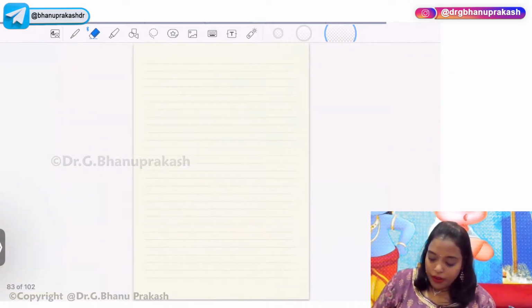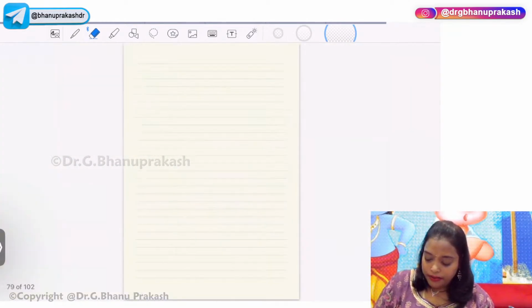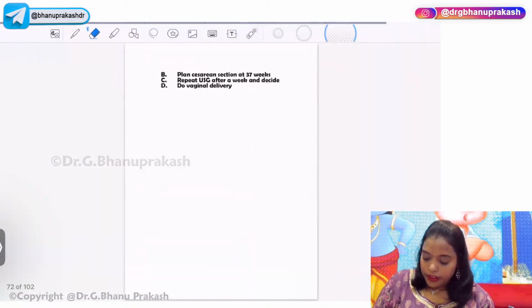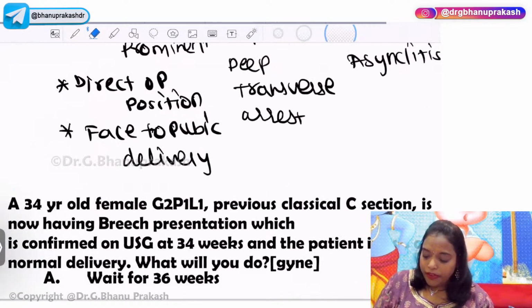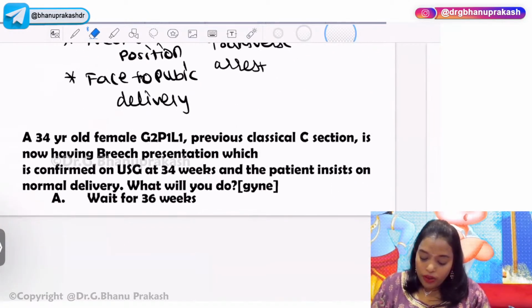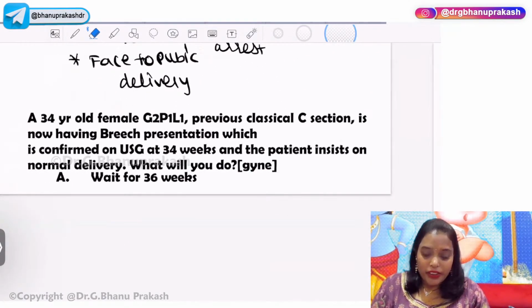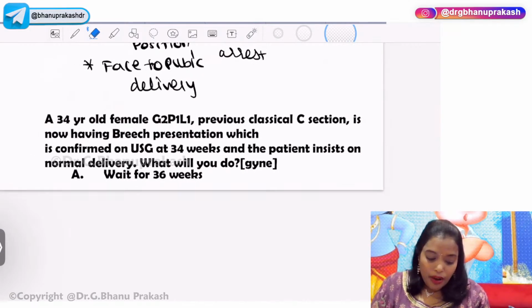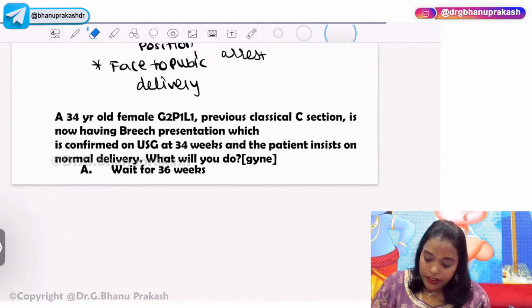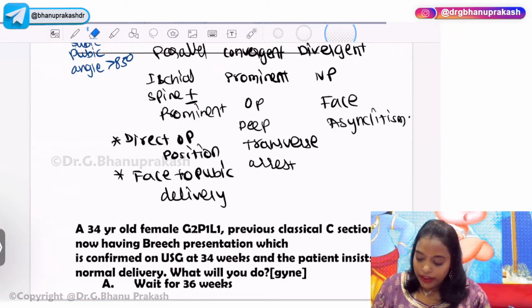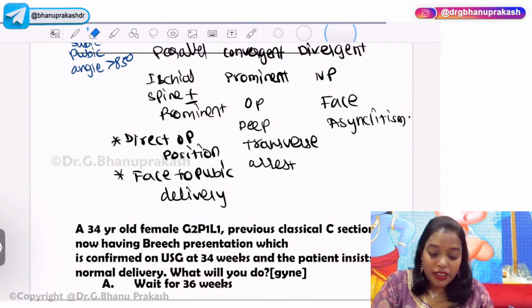Now I have one beautiful question for you to answer. This is actually a PYQ and one of my favorite questions. A 34-year-old gravida 2 para 1 living 1, previous classical, is now having breech presentation, which is confirmed on USG at 34 weeks. The patient insists on normal delivery. What will you do?